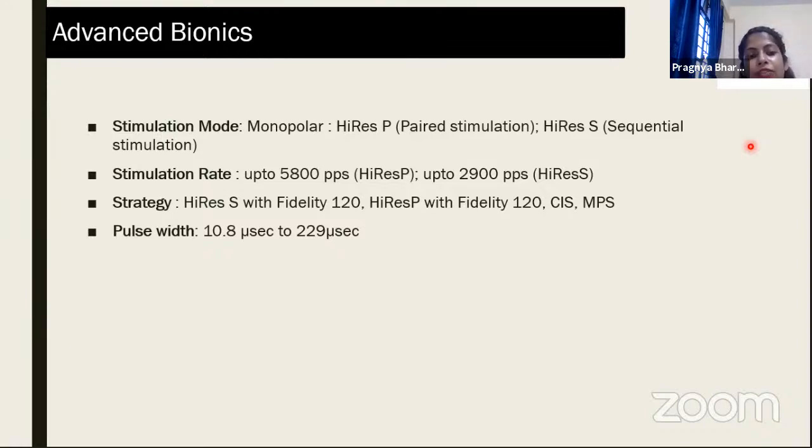The pulse widths generally vary from about 10.8 microseconds to about 229 microseconds. You generally use smaller pulse widths during the mapping schedule as well. They start with the smallest pulse width, and the pulse width automatically increases as needed to maintain a constant amount of charge.